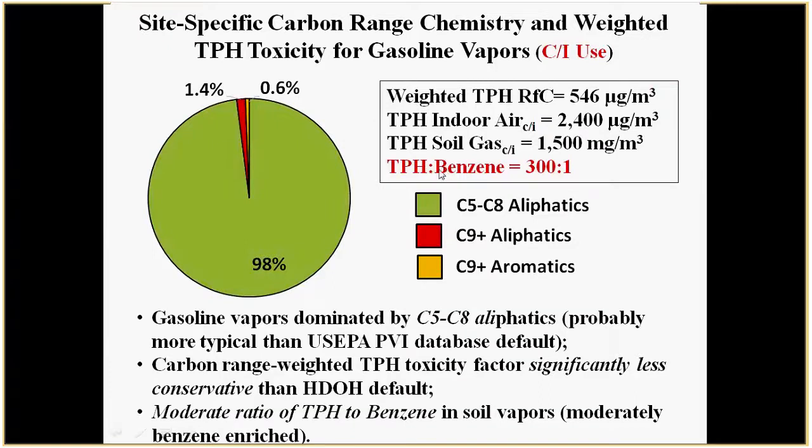TPH to benzene ratio, this is really important to look at. In this case, it was 300 to 1 TPH to benzene. Once you get to about 300 to 1 TPH to benzene and lower than that, then benzene tends to drive risk for vapor intrusion. So you really could just look at benzene as long as you use the 10 to the minus 6 risk to address vapor intrusion concerns. Once this ratio starts to exceed 300 to 1, then you really have to start looking at TPH, because TPH is probably going to play an important role in vapor intrusion. So that was the gasoline vapors.